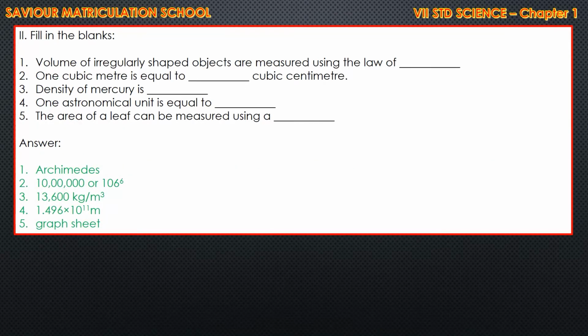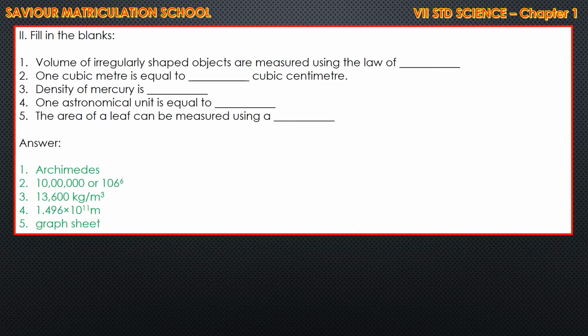Roman number 2. Fill in the blanks. First one, volume of irregularly shaped objects are measured using the law of dash. The law of Archimedes is the answer. Second, 1 cubic meter is equal to dash cubic centimeter, that is 10 lakhs or 10 to the power of 6 cubic centimeter. Third, density of mercury is dash.